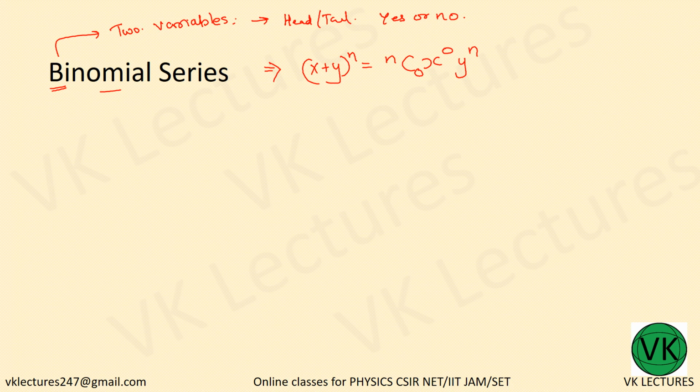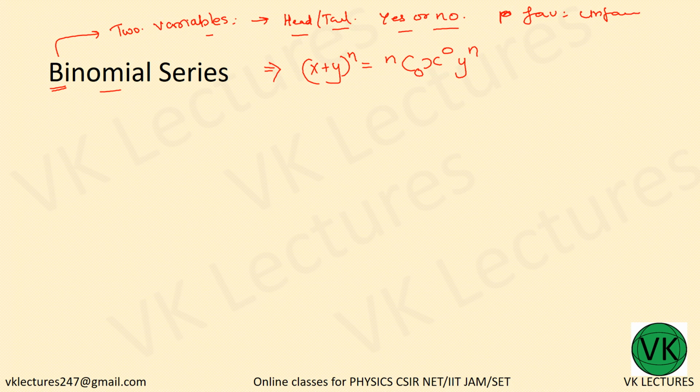Sir, can you repeat? You were not audible for some time. Yes, after two variables, your voice was... After two variables it can be either head or tail or yes or no, anything, probabilities, like favorable probability and unfavorable. These are examples of two variables.